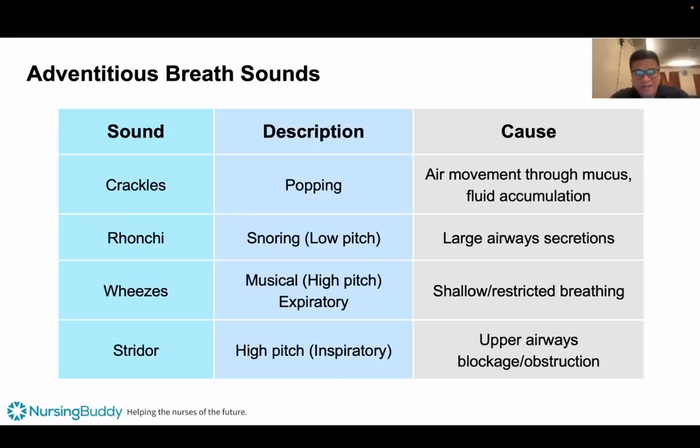Okay, so another breath sound in your abnormal list is your stridor. When we say stridor, kapatid, this is your high pitch. The difference is, I mean, they are similar to wheezing, they are high pitch, they are musical sounds. The difference is that stridor is more on the inspiration, in the inhalation. Okay? So what does stridor tell us? It tells us that there is an upper airway blockage or an upper airway obstruction. Okay? So these are our adventitious or abnormal breath sounds.